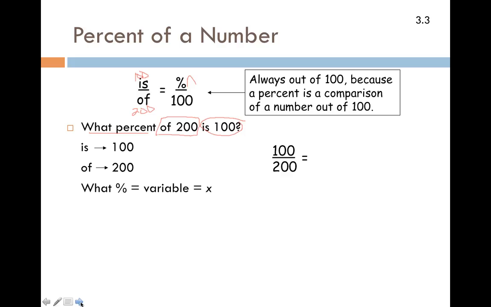Okay. And instead of using n, they used x. Okay, which is fine. Now from here, we can work this as two ways. We could take 100 over 200 and simplify it down. And then we can see that we're talking about half of it. So we could say that x is going to be half of 100, which is 50. Or we can cross multiply. Okay, so when we cross multiply, we're going to say 100 times 100 and 200 times x.